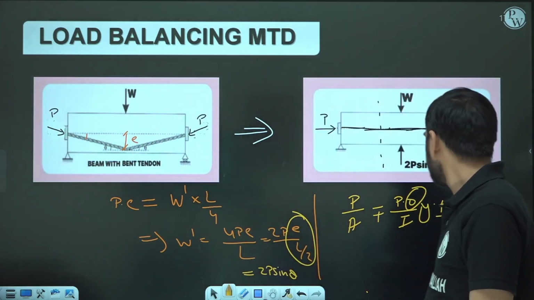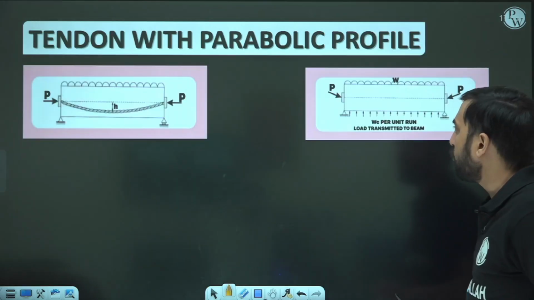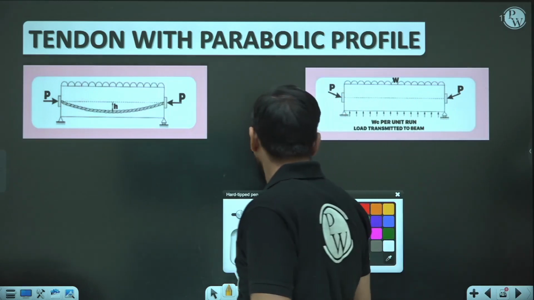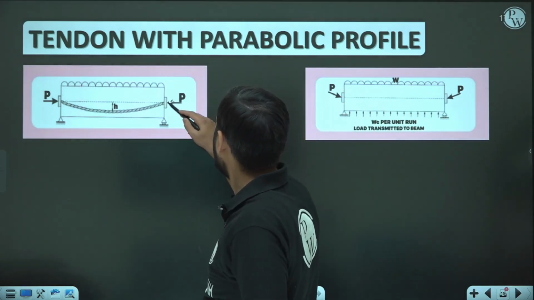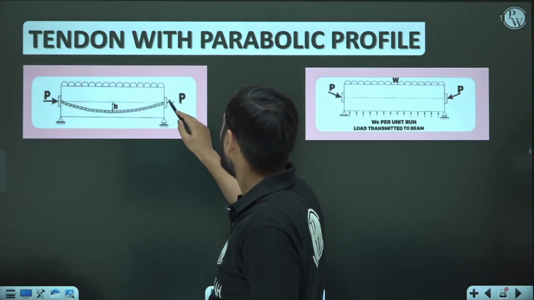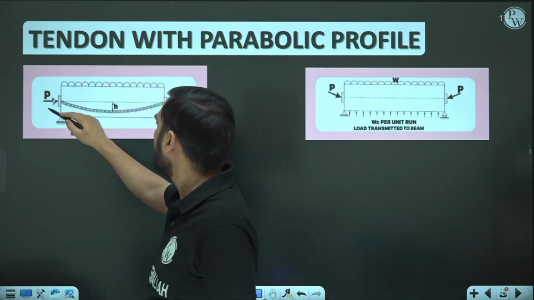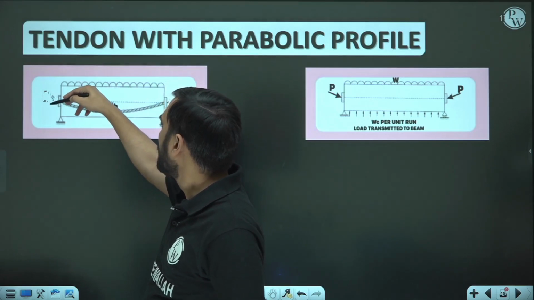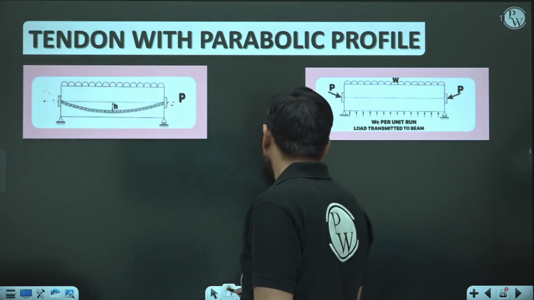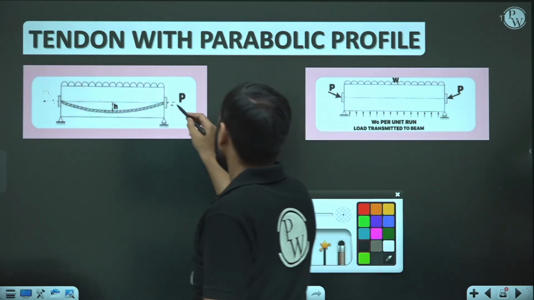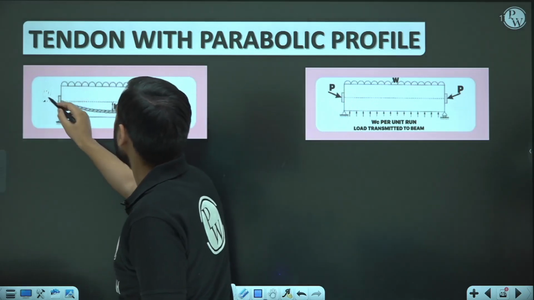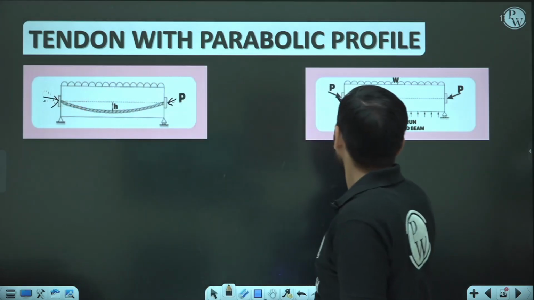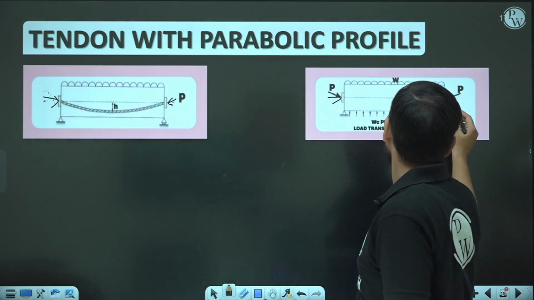Next is bars with parabolic tendon. If there are bars due to parabolic tendon, then what is going to happen here? First of all, it's my duty to convert this parabolic tendon into a straight wire. If I am going to do this, then what to do?